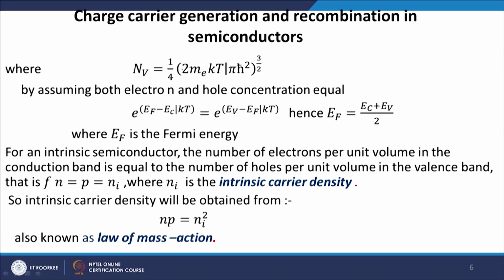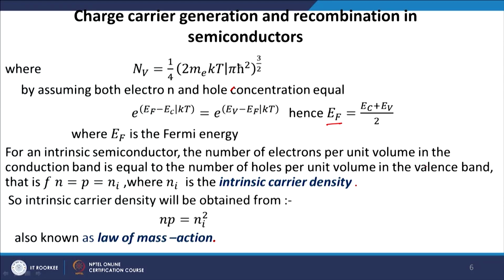So, now we have the electron concentration in the conduction band and the hole concentration in the valence band, whereas the constant Nv was 1 by 4 (2 m e kT by pi h bar square) to the power 3 by 2. By assuming both electron and hole concentrations are equal, we can write that e to the power (Ef minus Ec) by kT is equal to e to the power (Ev minus Ef) by kT, because at equilibrium the number of electrons should be equal to the number of holes. Hence, you can write the Fermi energy Ef as (Ec plus Ev) by 2. So, for an intrinsic semiconductor, where you have the same number of electrons as holes, the Fermi energy lies in between the conduction band and the valence band.